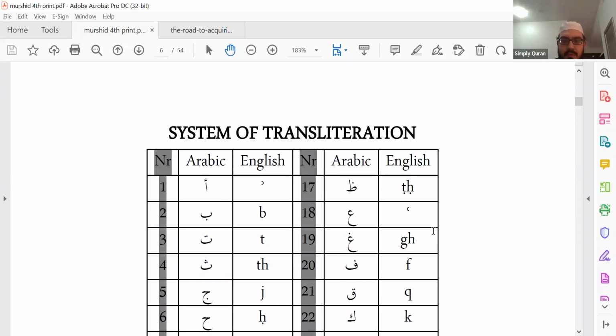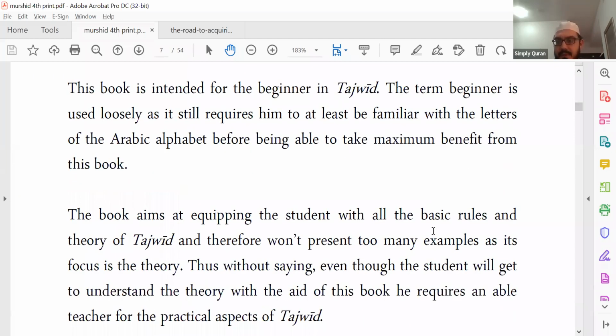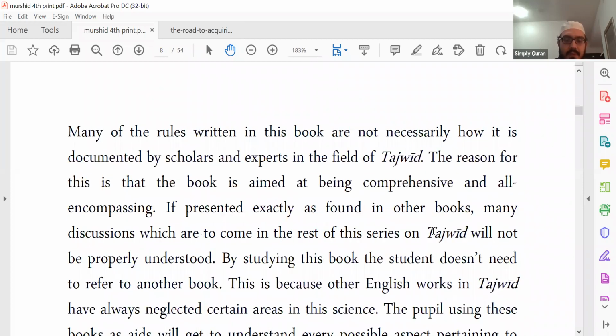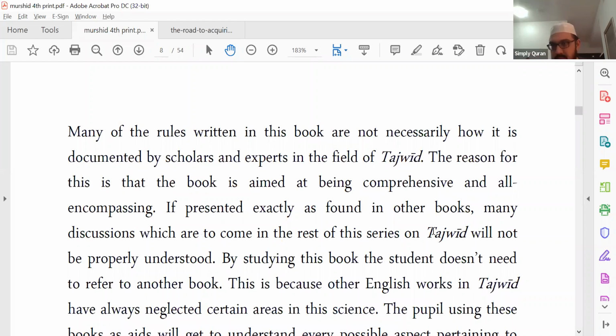So let's go through a brief revision here, inshallah. This is obviously for the beginner in Tajweed. Actually, before I do that, I want you guys to participate, inshallah. What is Tajweed? Try not to look at the book, inshallah. Someone, you can either type in the chat box, or just raise your hand, or just open your mic and answer, inshallah. What is Tajweed?